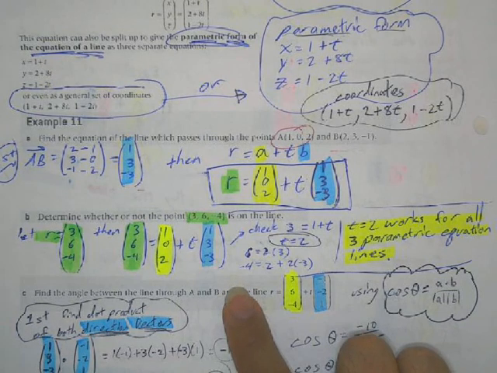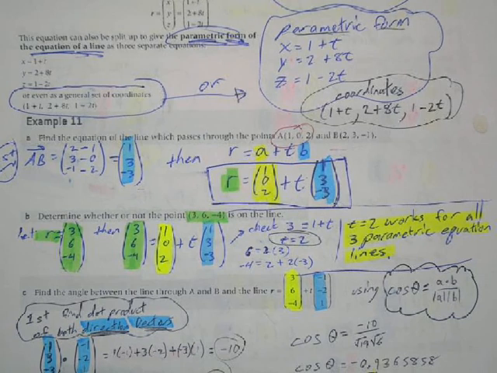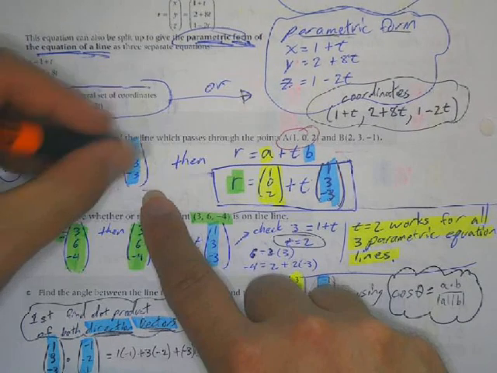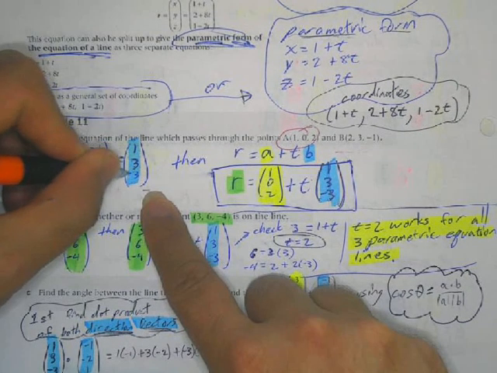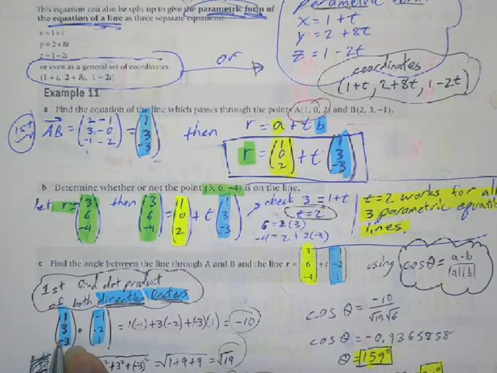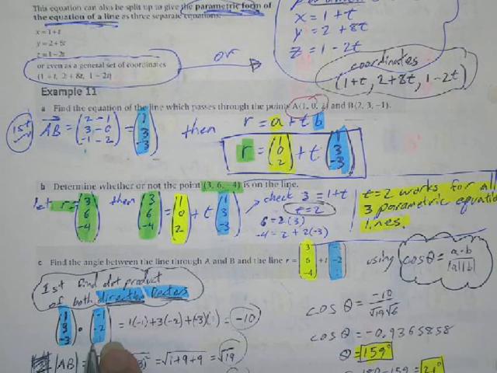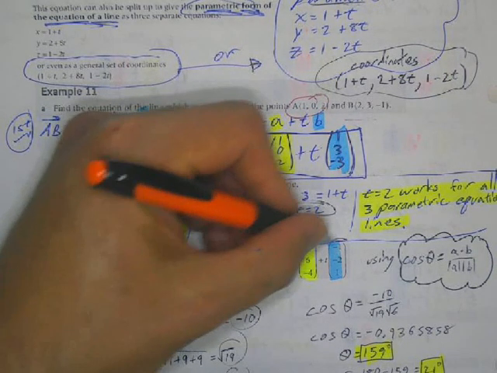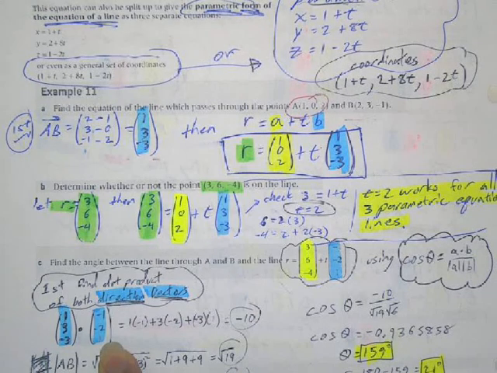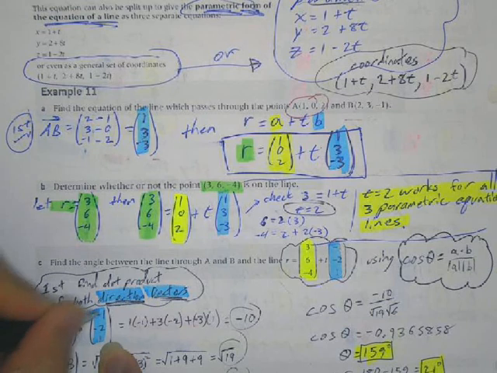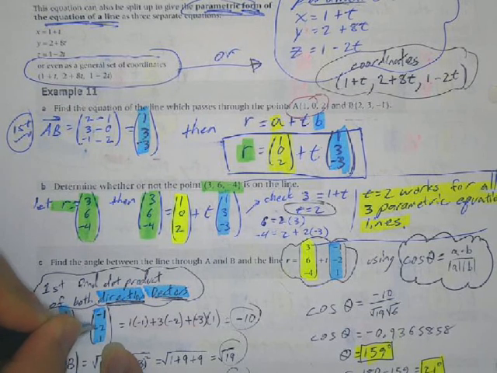So this is the direction vector for line AB: 1, 3, negative 3. This here is the direction vector of this other line. This is some other line. Okay, so we've got some other line. So we're going to do the 1, negative 1, negative 2, and 1.